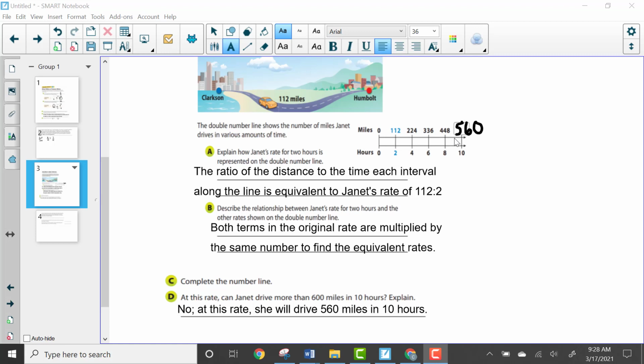And because we completed this double number line, now we can make a prediction to answer the question for letter D. It says, at this rate, can Janet drive more than 600 miles in 10 hours? And we can see that no, because we have 10 hours here, 560 miles. At this rate, she will drive 560 miles in 10 hours.